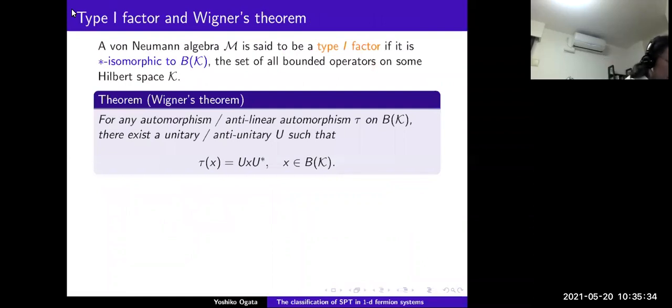And another thing I would like to prepare is type 1 factor. So let me explain. First of all, a von Neumann algebra M is said to be type 1 factor if it is star isomorphic to B of K. B of K means the set of all bounded operators on some Hilbert space. And what is great about B of K is that we have Wigner's theorem. Namely, any automorphism on B of K is implemented by a unitary on this K. The same for antilinear automorphisms. So that is a very nice property of this B of K.